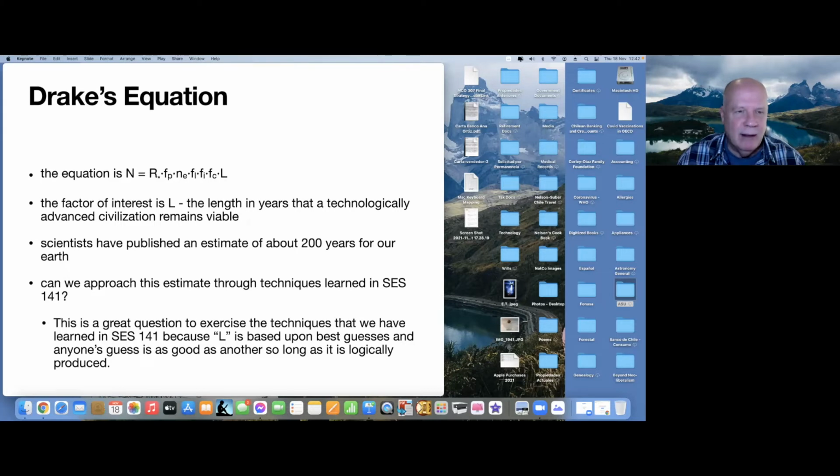That's the capital L. So the factor of interest to me is L, the length of years that a technologically advanced civilization remains viable. Obviously, the length of time that civilization stays around and is able to communicate and has technology has a lot to do with whether or not we can bump into them, because the universe has been around for about 13, 14 billion years. That looks like a long time, and we think that maybe there's a lot of life out there somewhere, but the chances of us actually running into life are very much dependent on that L factor.